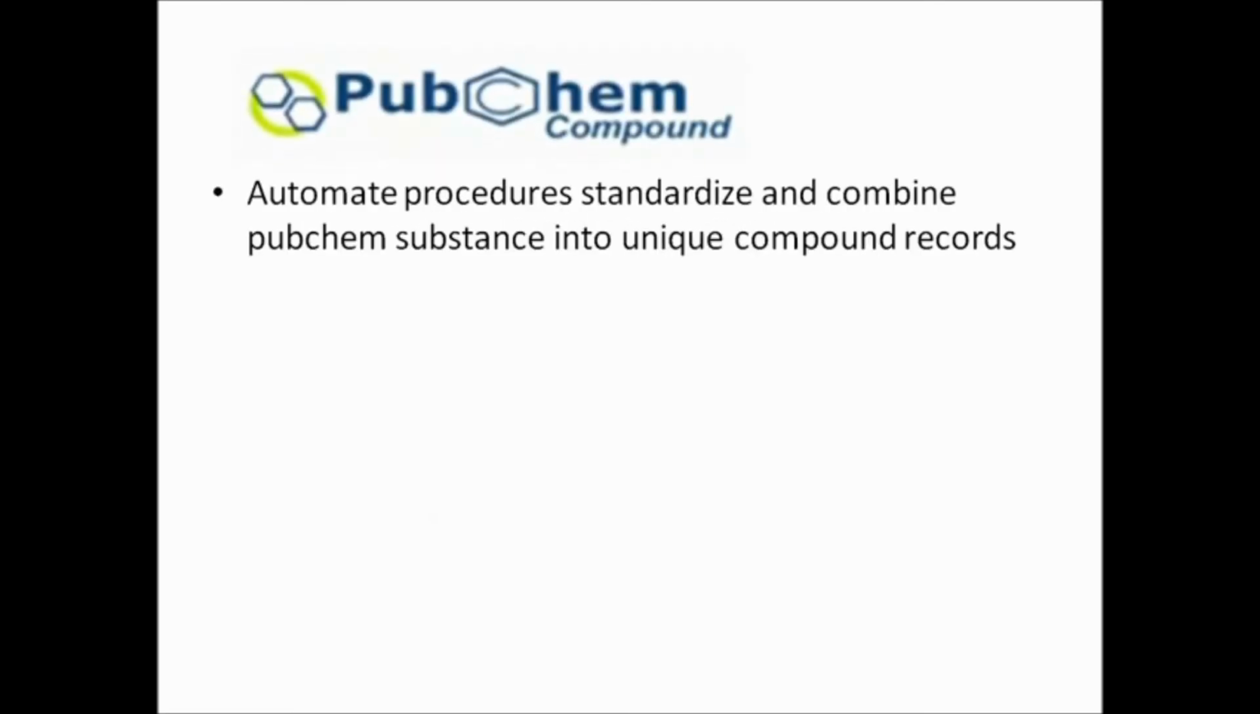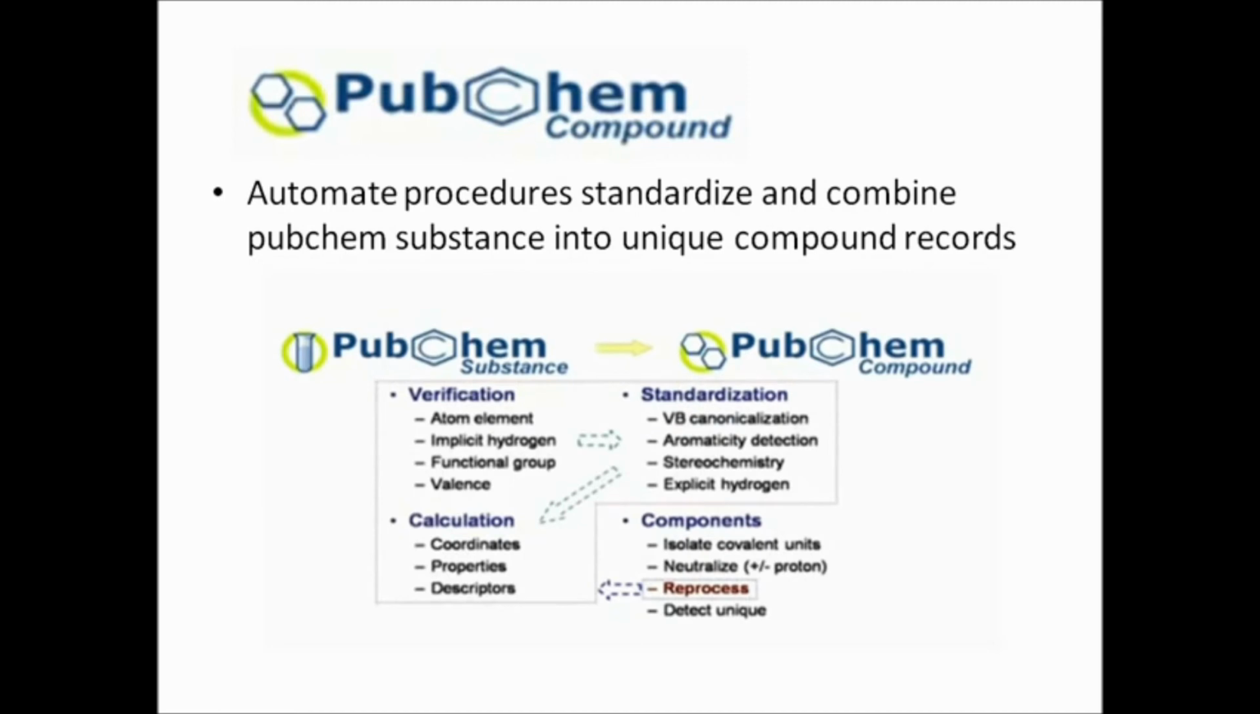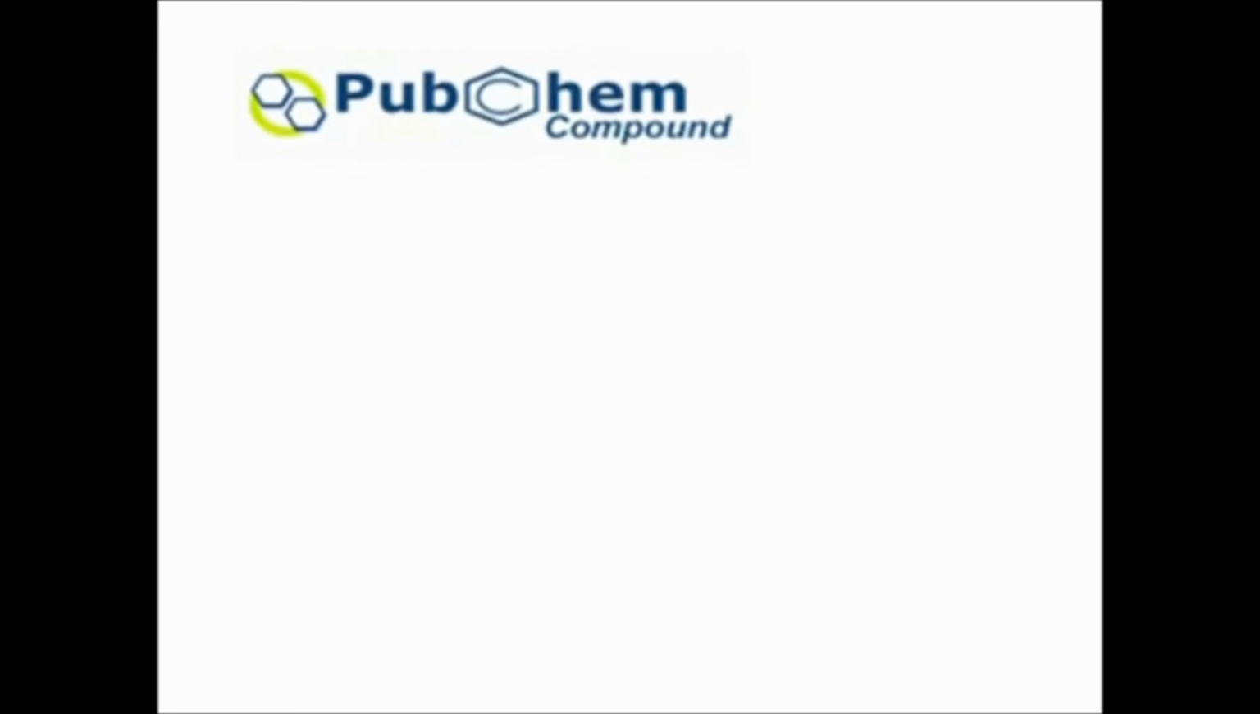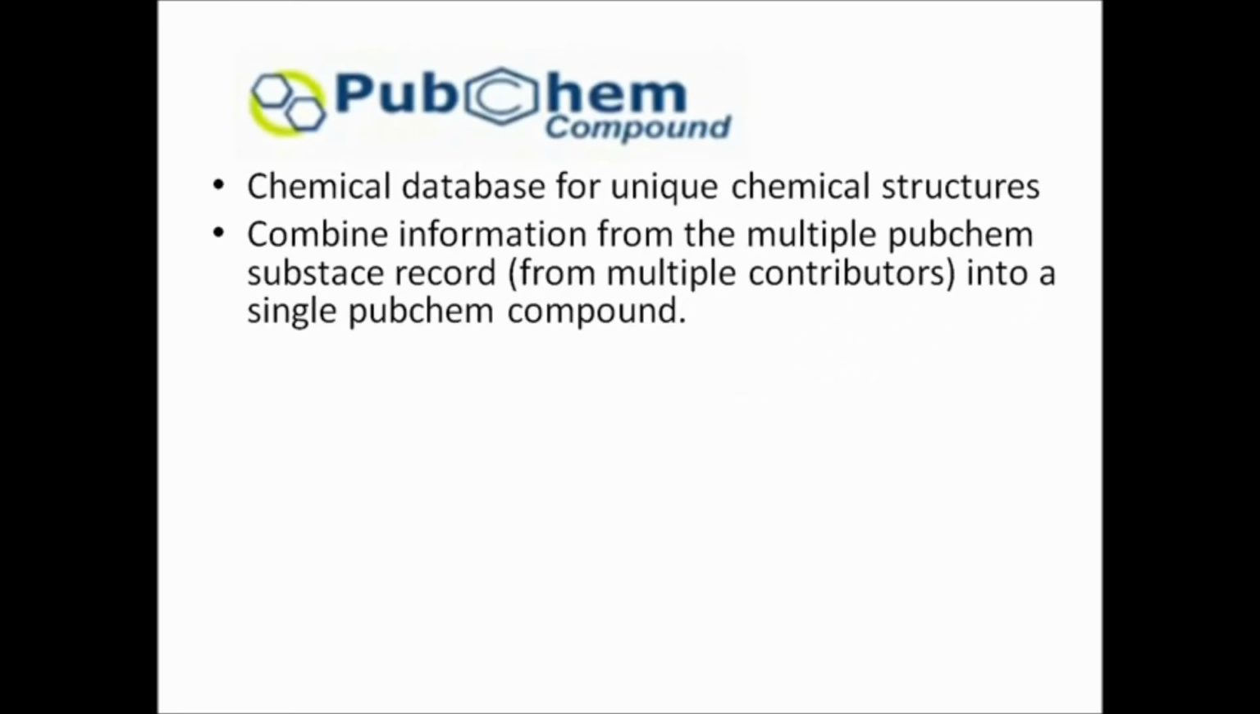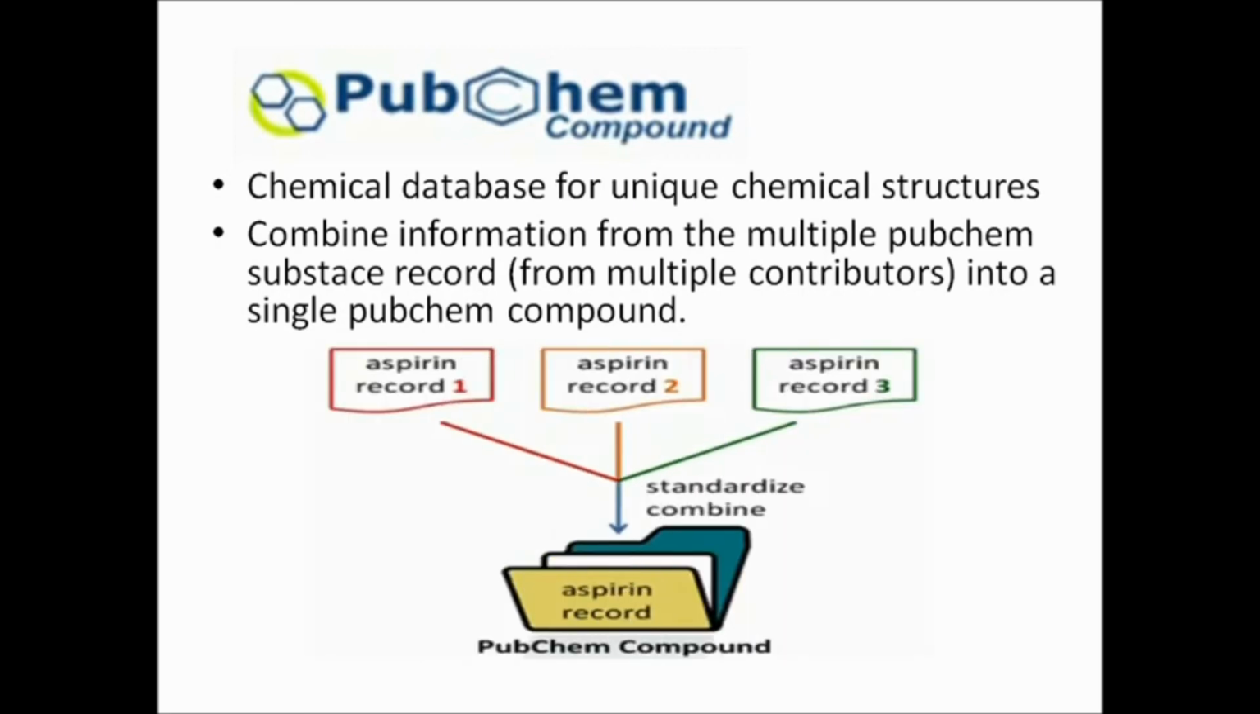PubChem Compound automates procedures and standardizes and combines PubChem Substance into unique compound records. This is the compilation process from PubChem Substance to PubChem Compound. PubChem Compound provides a chemical database for unique chemical structures. It combines information from multiple PubChem Substance records into a single PubChem Compound. Example: three different depositor records of aspirin were compiled and standardized into one PubChem Compound record.